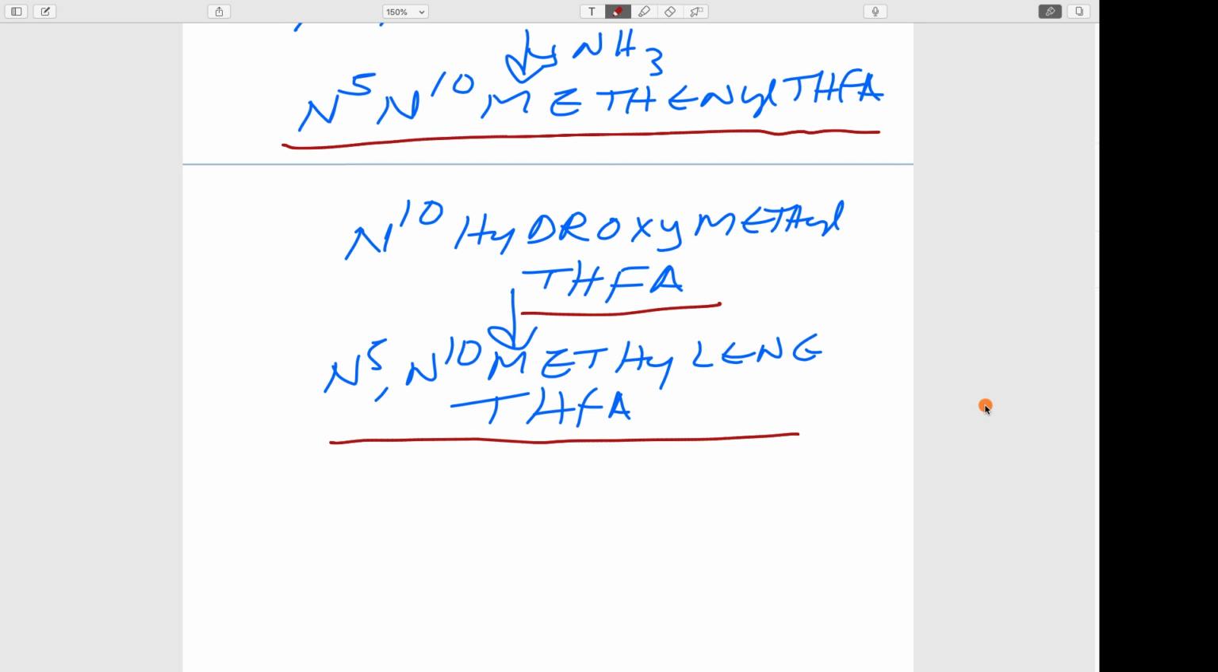In the next session, we'll discuss how these 1-carbon groups are utilized.